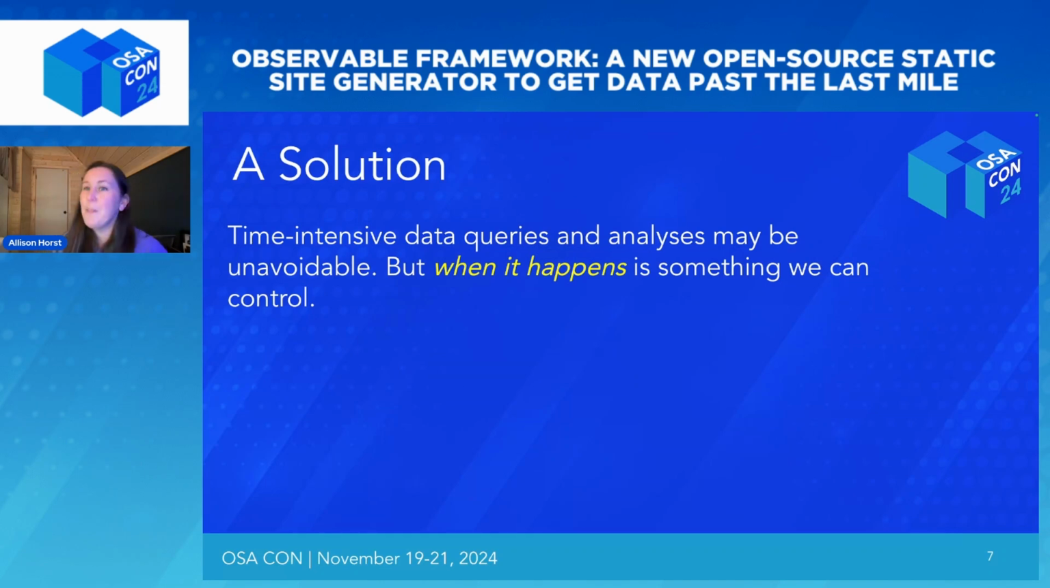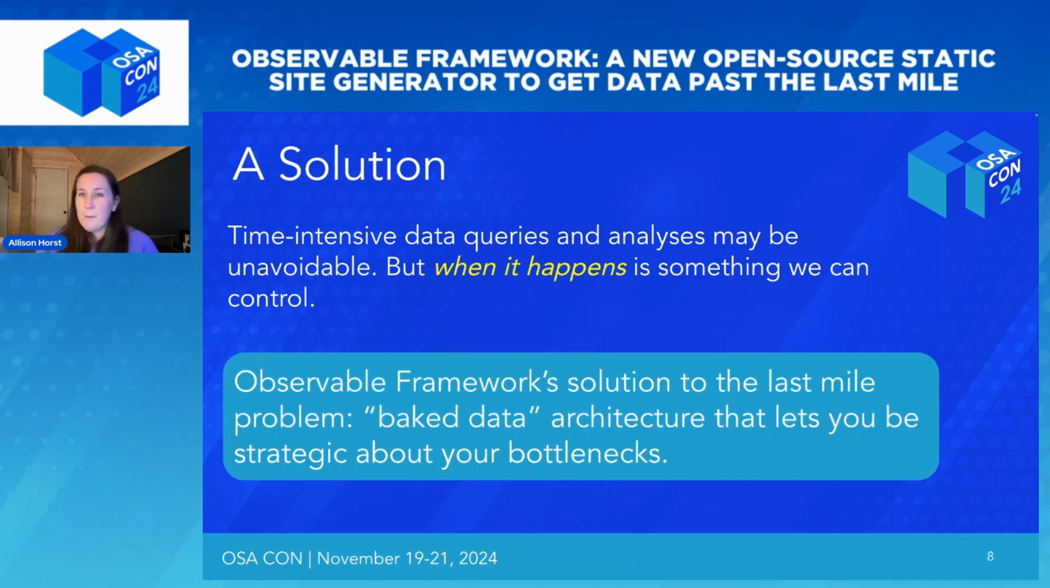Well, here's where I tell you that we don't have a magic pill that makes all of your client side queries and models run instantaneously. This would be a different talk if we did. But what we do have are ways to be more strategic about when those slow things happen. Because when slow processes happen is something that we can control, and that can have a really good impact on what your end users experience. So, Observable Framework's solution to the last mile problem is what we call baked data architecture.